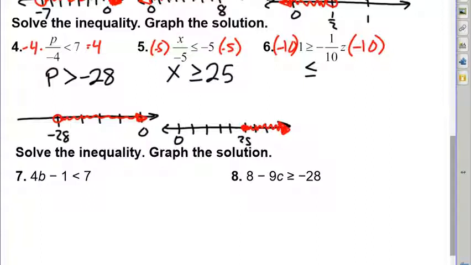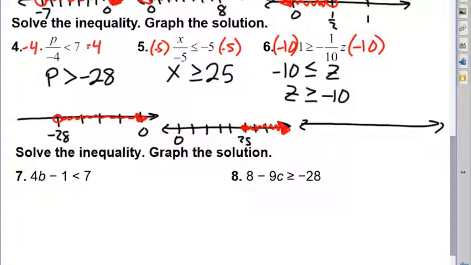-10 times 1 is -10, and -1/10 z times -10, my two negatives make a positive. A tenth times 10 makes 1 z. So -10 is less than or equal to z, which is equivalent to saying z is greater than or equal to -10.